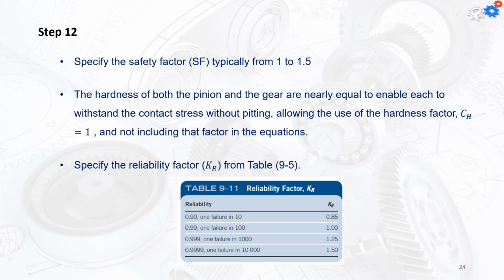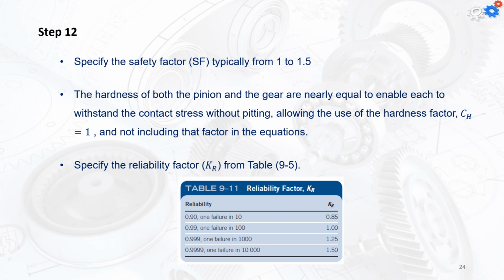Step number 4 is to specify the safety factor. This is typically going to be in the range of 1 to 1.5, or 100 to 150%. The hardness of both the pinion and the gear are nearly equal to enable each to withstand the contact stress without pitting, allowing the use of the hardness factor, CH, to be equal to 1, and not including that factor in that equation.